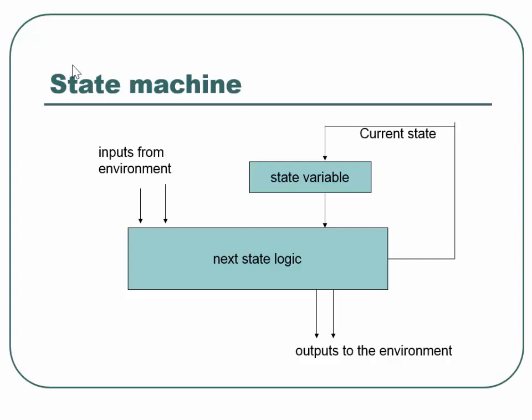In every pass through, or every clock cycle, we're going to look at our current state, and we're going to look at our various inputs coming from the environment. These can be push buttons, they can be timers, they can be anything, and we're going to determine what our next state is. So we've got a list of states that we can be in. We know what our current state is. That's important.